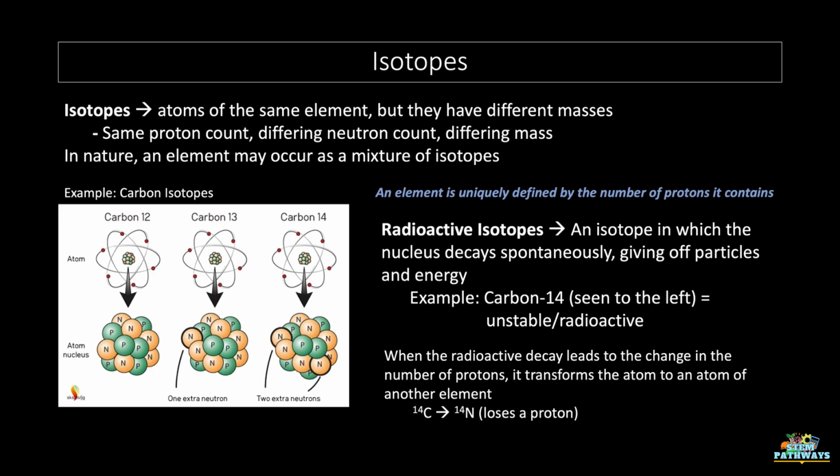Carbon-14, on the other hand, is considered to be unstable or radioactive because it can decay. Radioactive isotopes are those in which the nucleus can decay and give off particles and energy. Radioactive isotopes are of major biological importance because they become atoms of another element during the decaying process if a proton is lost, as seen here with carbon-14 turning into nitrogen-14 through the loss of a proton. Radioactive isotopes are very useful in biological and biochemical research as well as in medicine. The next slide shows some more examples of isotopes and radioactive isotopes to put into perspective that these concepts are applicable to everyday life.